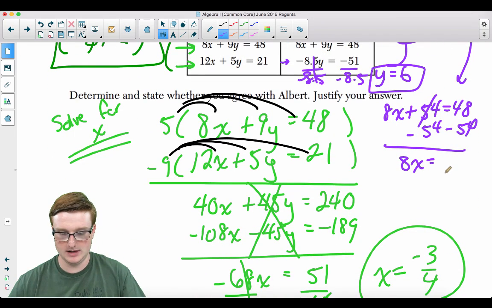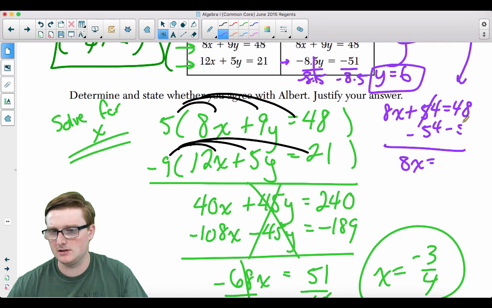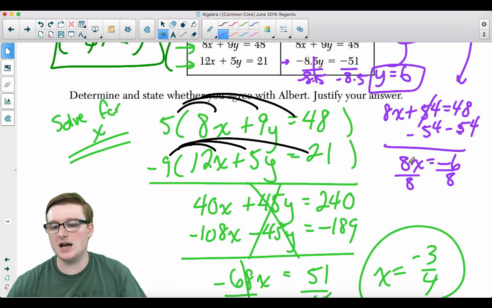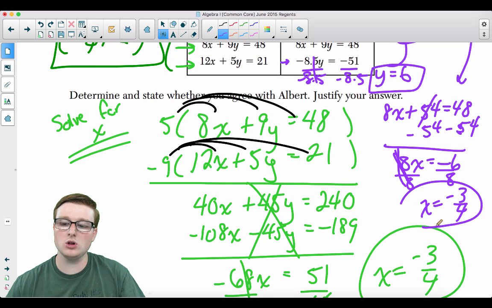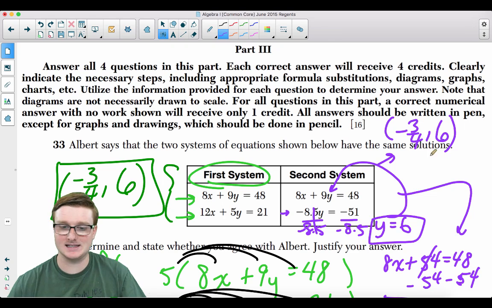what is that equal to? Negative, hold on. Oh, I'm sorry. I wrote that wrong. Negative 54. There we go. That is going to be negative 6, divided by 8 on both sides, and then you get x is equal to negative 3/4. Oh, look at that. It's the same solution. That is also negative 3/4 comma 6.